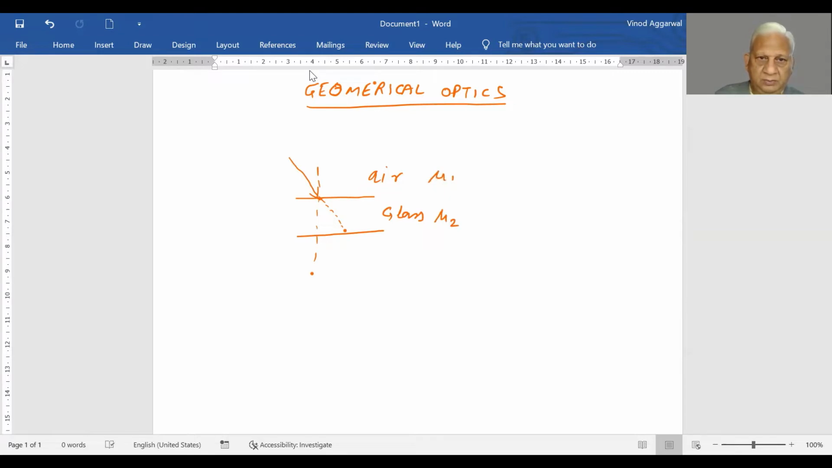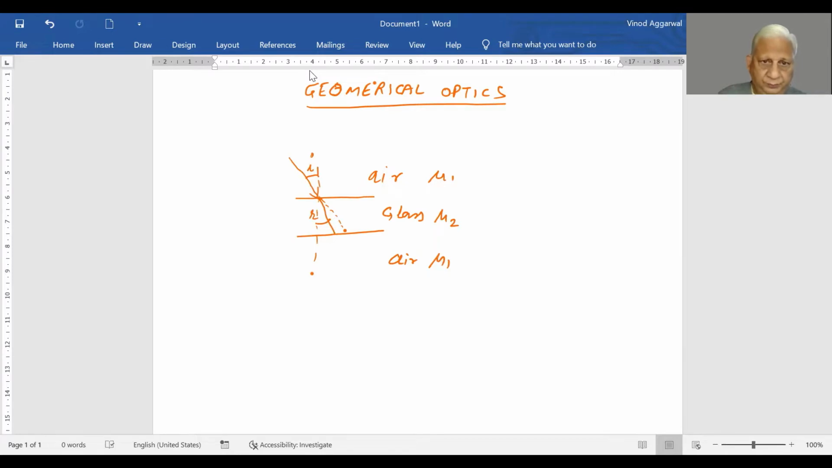Again, it comes out of glass. Again, it is here μ1. So when it strikes this air-glass interface, instead of going straight, it bends towards normal. So this angle of incidence is called I. This angle is called R, angle of refraction.